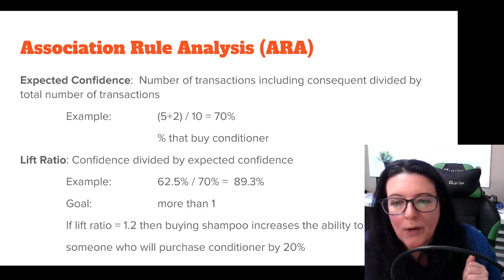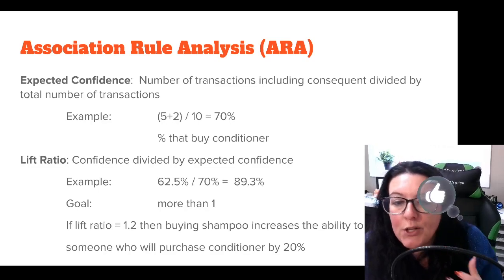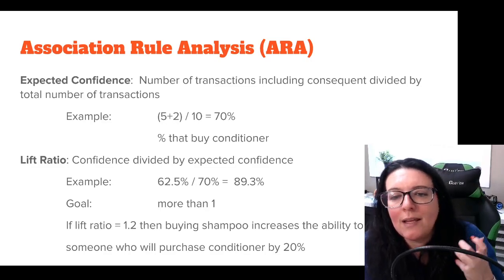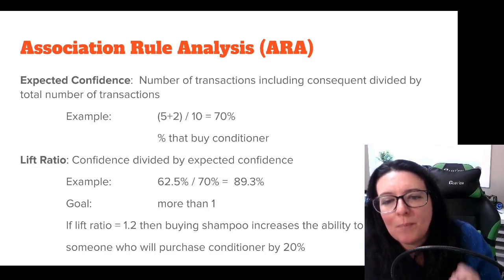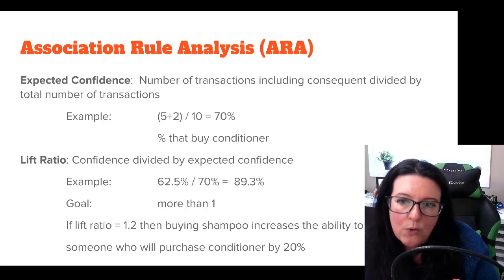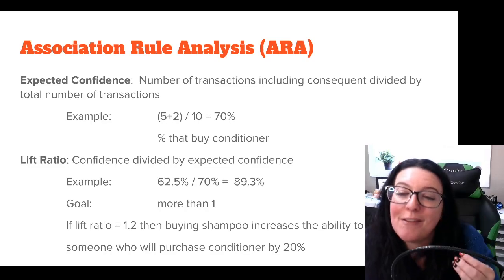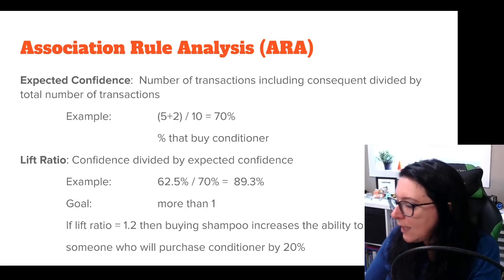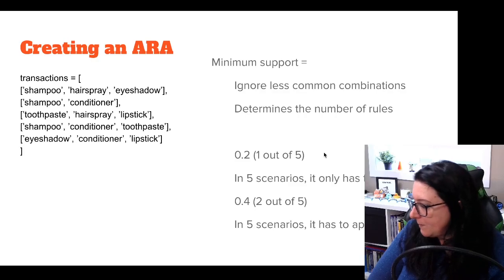1 plus the 20%. If our lift ratio is 2, then they are 2 times more likely to buy conditioner if they bought shampoo. So we're trying to predict who's going to buy the conditioner by the fact that they picked up the shampoo. So how do you do this in Python?